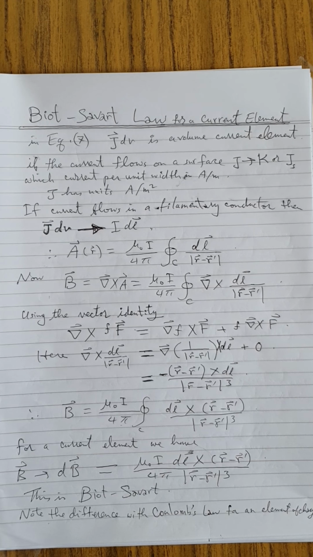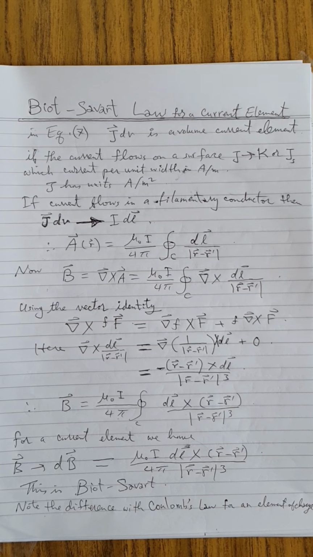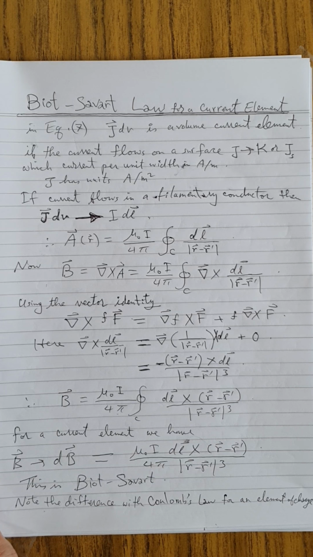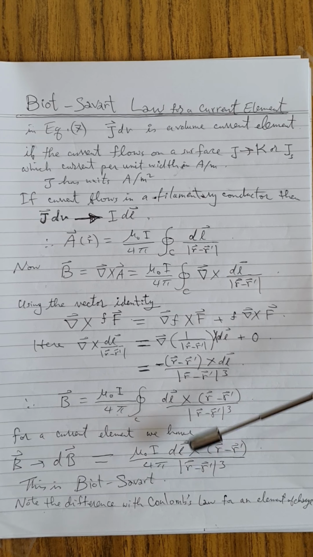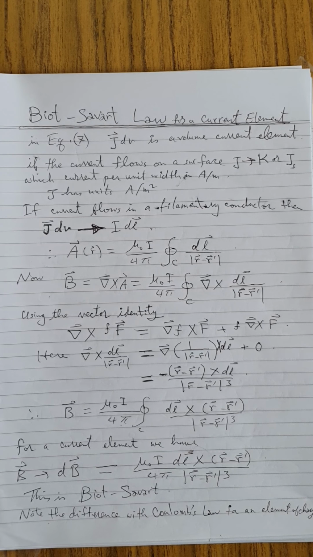This is the Biot-Savart law for the current element, and it is the basis for calculating the magnetic field for different current distributions, which we will be taking in the next lectures. Note the difference with Coulomb's law for an element of charge. Mathematically, they're the same except for the presence of dl instead of dq as a scalar in Coulomb's law for the charge, and there is the cross product here. Okay, so this is the difference between the two formulas.